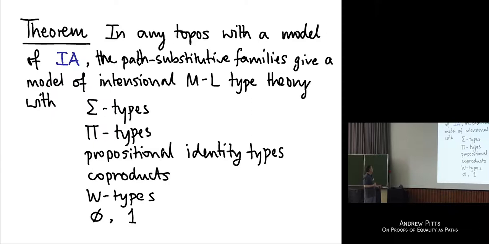that notion of path-substitutive family, it's closed under sigma types, it's closed under pi types. Propositional identity types are path-substitutive. Coproducts, W types, 0 and 1, they're all satisfied. So you get a model of intensional Martin-Löf type theory this way, and apparently a new one.